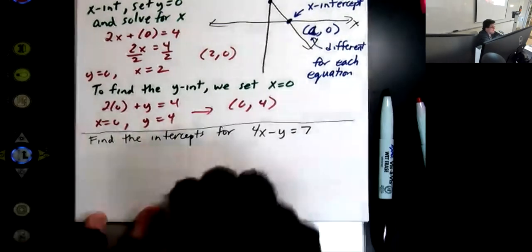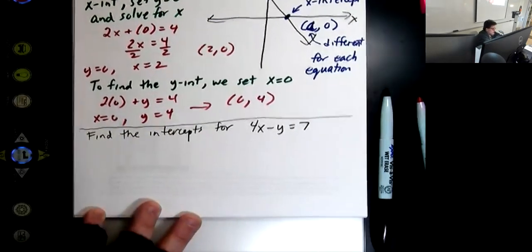So try to find the intercepts. I just showed you how. I'll try to do it.